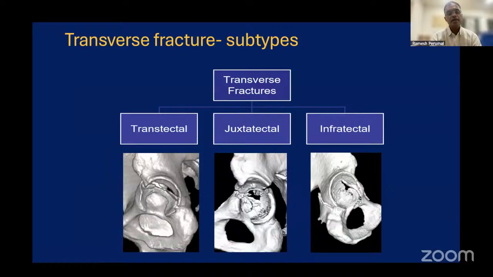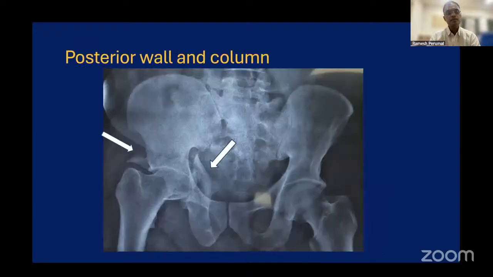This carries an important role in fixation strategy and stability also. Transtectal fractures are more prone to arthritis because the fracture goes through the weight-bearing dome. Juxtatectal fractures also, depending upon the pattern, will have a lot of rotation, so they may need a dual approach, or can be managed with only one approach. So now, moving on to the associated fracture types.